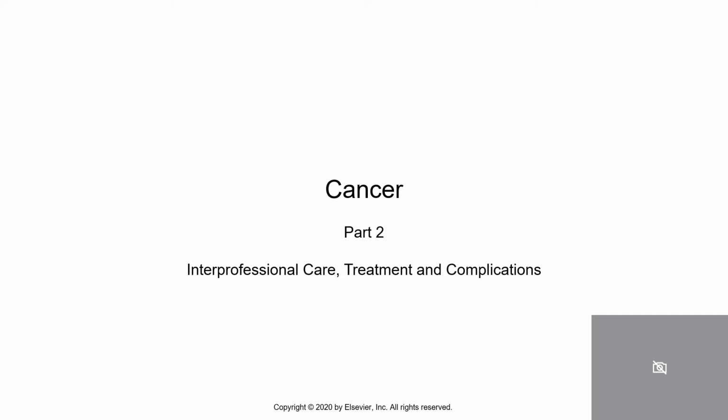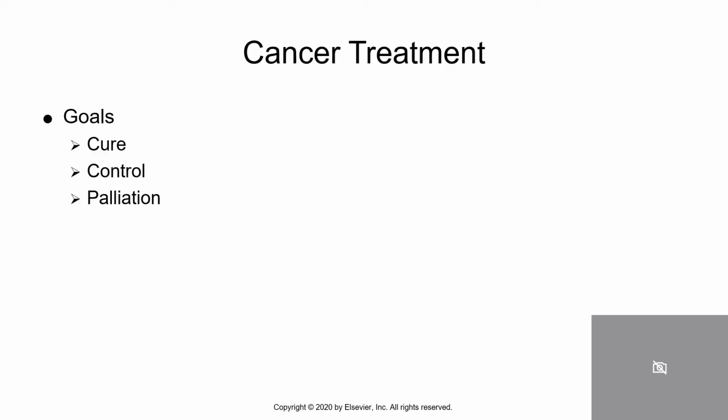In part 2, we are going to move on to talking about interprofessional care, cancer treatment, and complications of cancer. Cancer treatment targets 3 goals: the goal of cure, control, and the goal of palliation. Knowing the treatment goal will help you as you decide what the patient needs to be educated on, how to communicate with the patient, and how to support that patient.